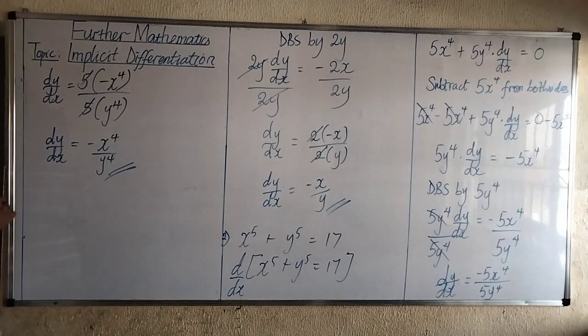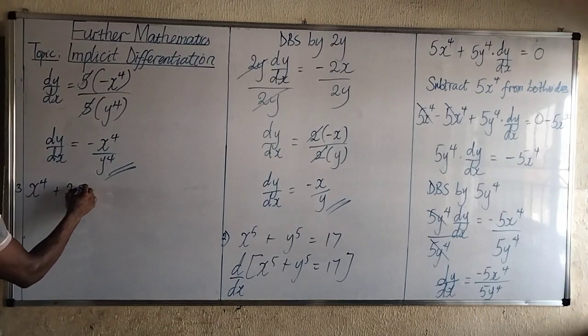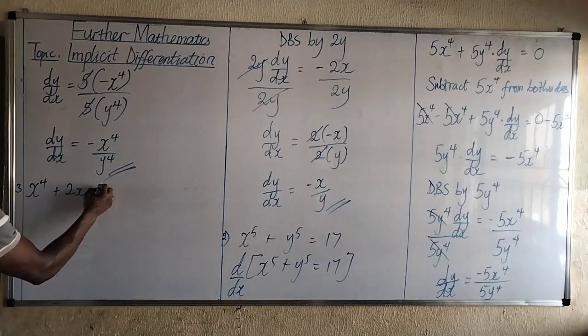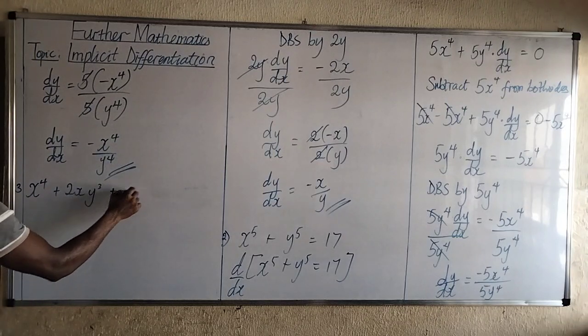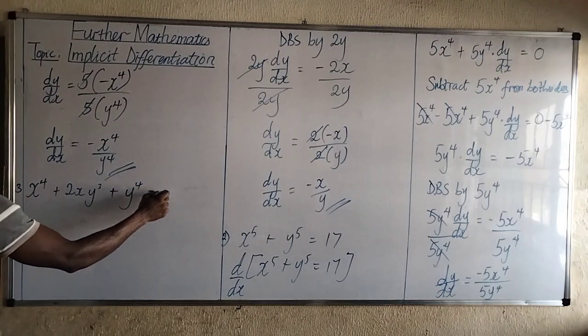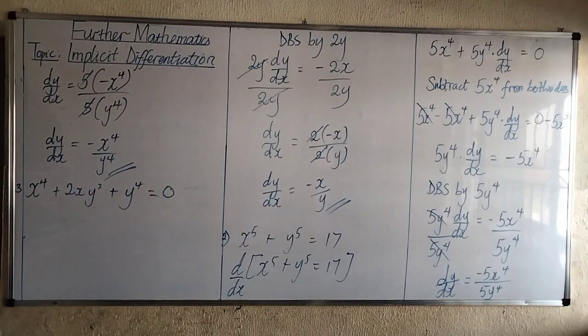Okay, let's take another example, example number 3. In this example, I want it to contain a product rule. So let's go with x raised to the power 4 plus 2xy raised to the power 3 plus y raised to the power 4 all equal to 0. We have this example to differentiate using implicit differentiation.